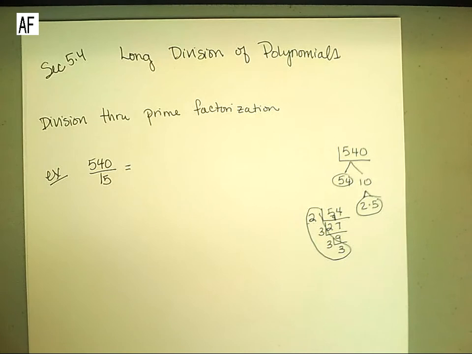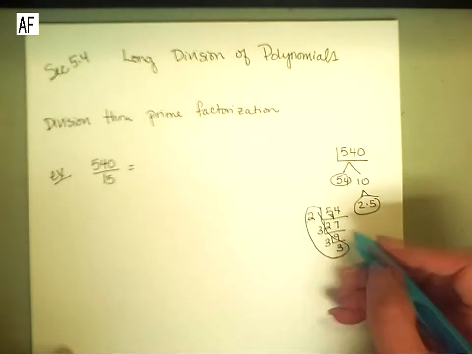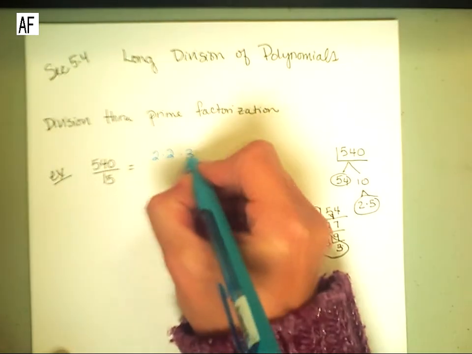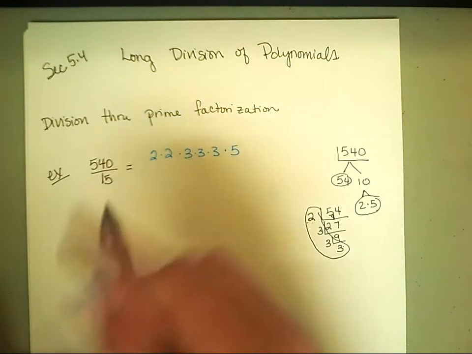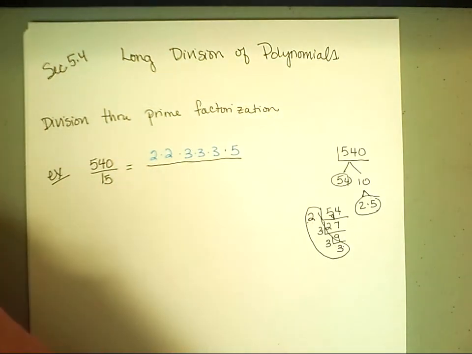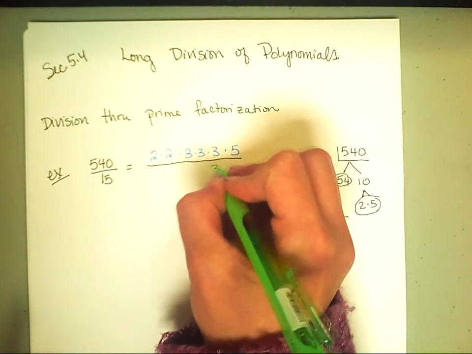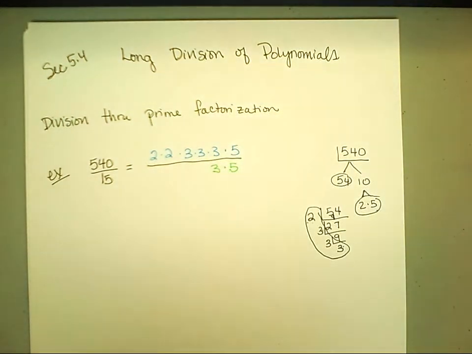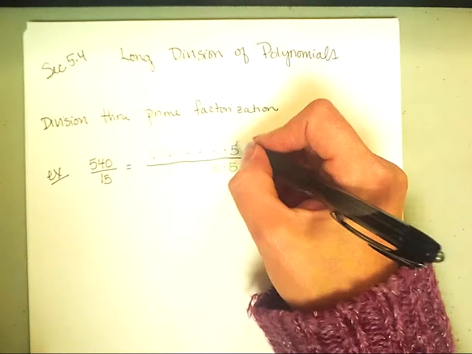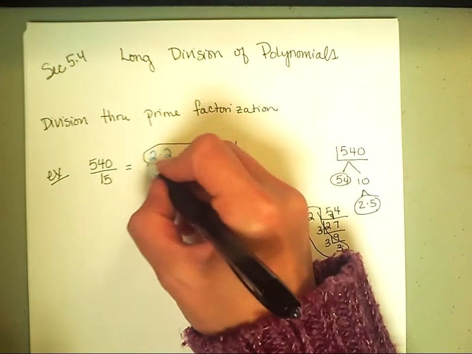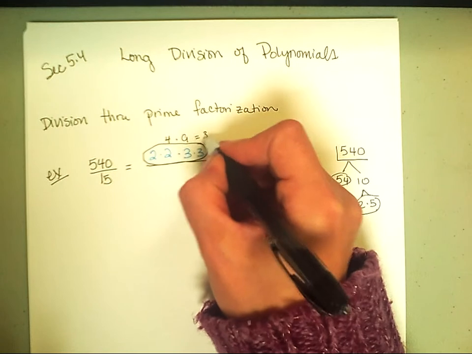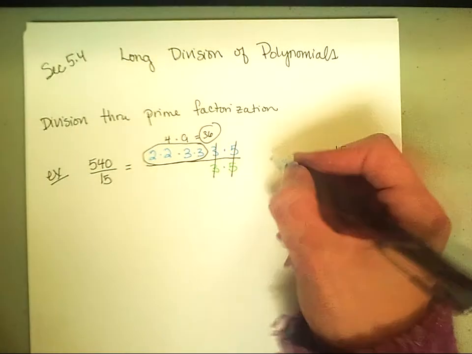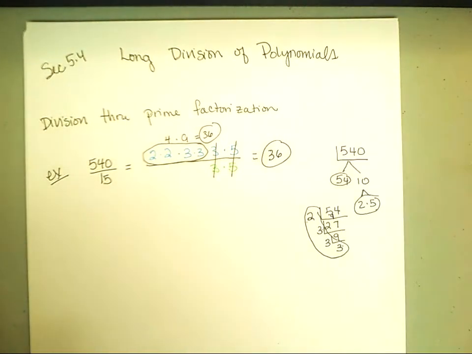Alright, so I have 2 2s, and then 1, 2, 3 3s, and a 5 left. Now down below, we know that the prime factorization of 15 is just 3 times 5. Well, once I do that, I can see that the 5s will cancel and the 3s will cancel, and what I'll be left with is just multiplying these out. 4 times 9, which is 36. So it was very simple once I see the prime factorization.